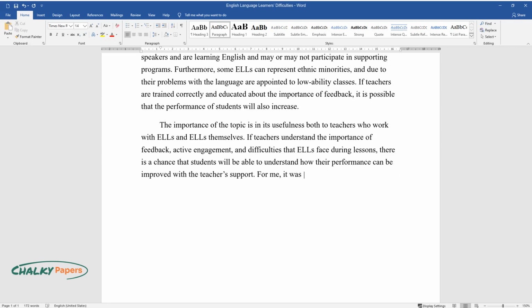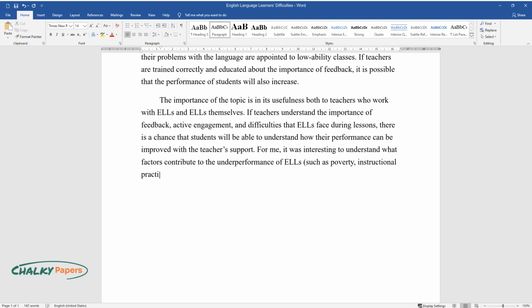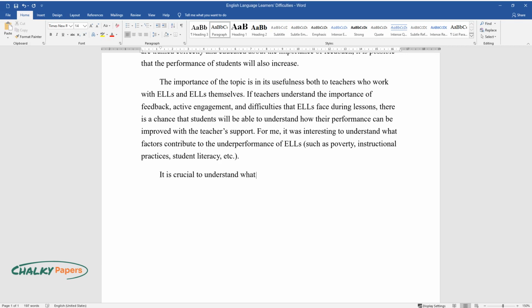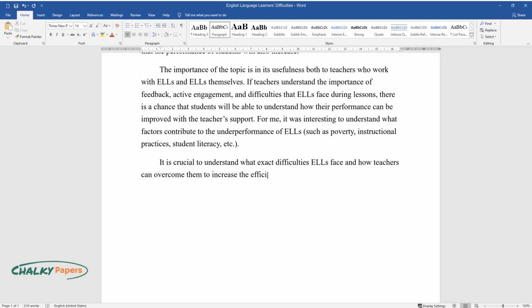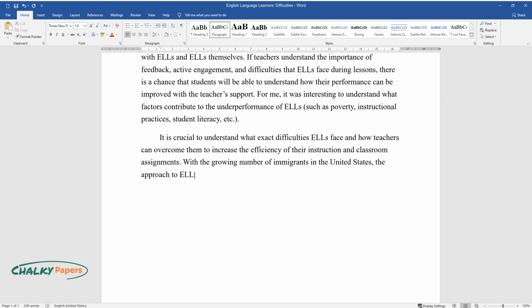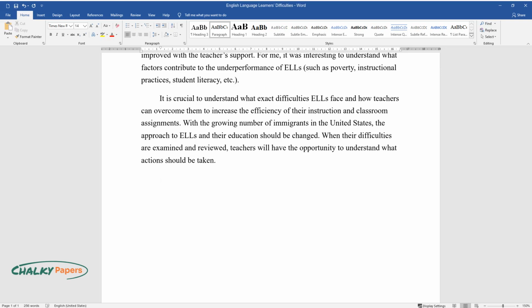For me, it was interesting to understand what factors contribute to the underperformance of ELLs, such as poverty, instructional practices, student literacy, etc. It is crucial to understand what exact difficulties ELLs face and how teachers can overcome them to increase the efficiency of their instruction and classroom assignments. With the growing number of immigrants in the United States, the approach to ELLs and their education should be changed. When their difficulties are examined and reviewed, teachers will have the opportunity to understand what actions should be taken.